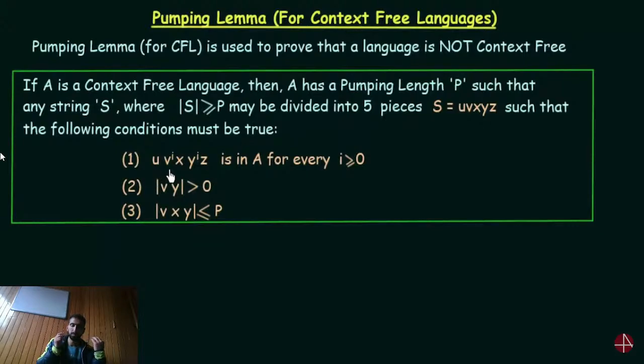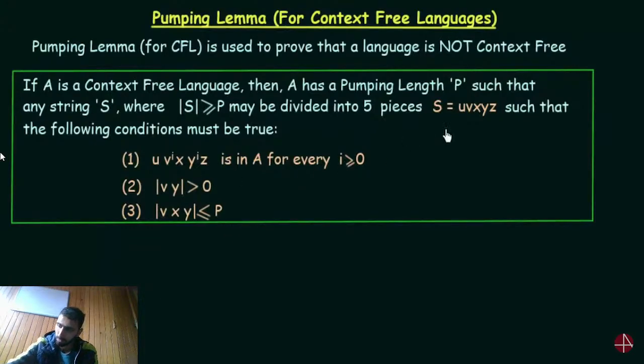And what are they? U, V raised to i, X, Y raised to i, Z is in A for every i greater than or equal to 0. So you have divided S into U, V, X, Y, and Z, and here if you raise V to the power of i and Y to the power of i, where i is greater than or equal to 0, then the string that you get even after doing this should also be in A. That means that string also should belong to the language A. And the second condition says that the length of V and Y should be greater than 0. And then the third condition says that the length of V, X, and Y should be less than or equal to P, which is our pumping length.